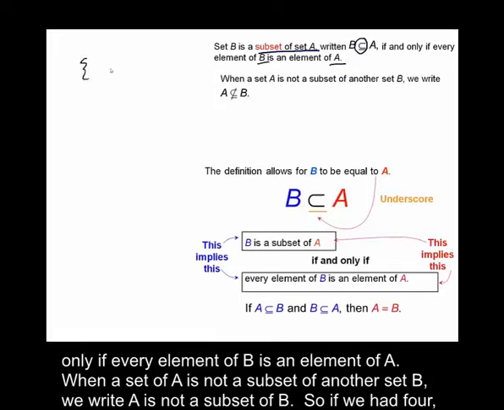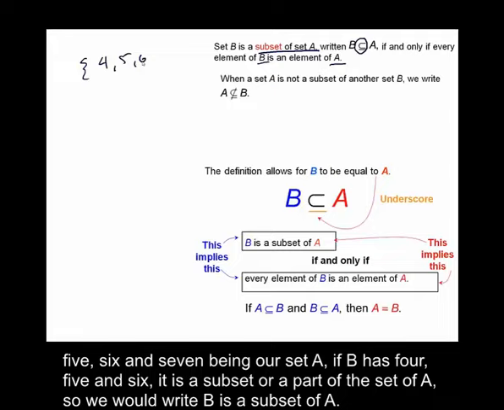So if we had 4, 5, 6, and 7 being our set A, and B has 4, 5, and 6, it is a subset or a part of the set A, so we would write B is a subset of A.